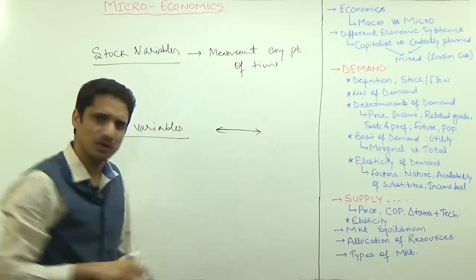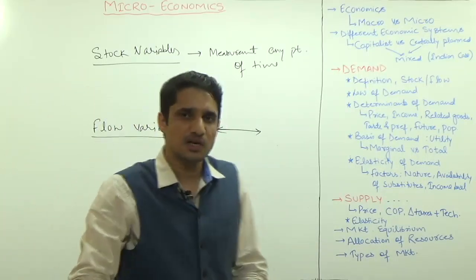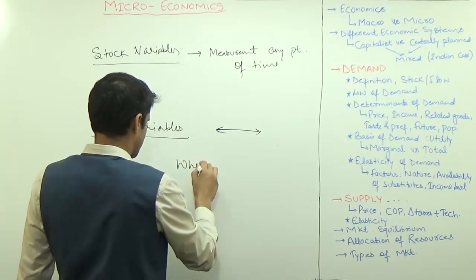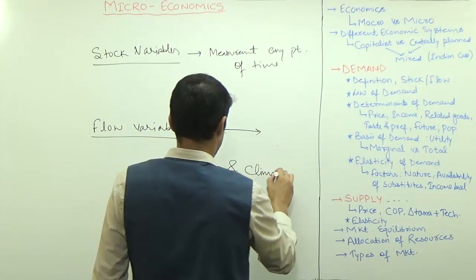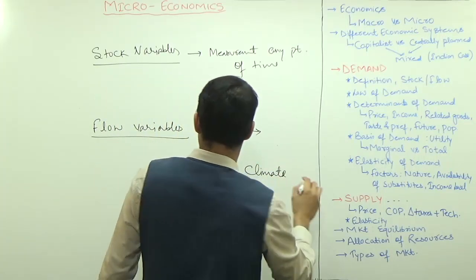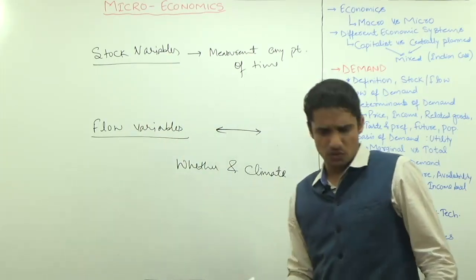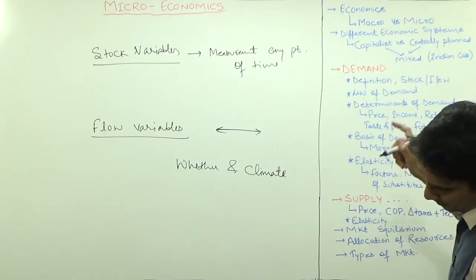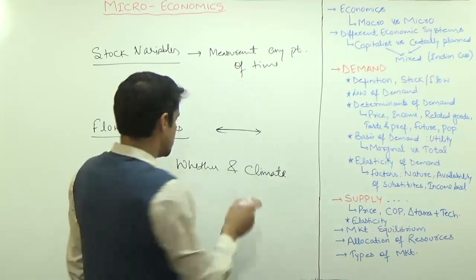For example, let's take the example of geography. Under geography, we have two concepts, weather and climate. Usually in the newspaper it comes as weather forecasting and not climate forecasting. So why is weather forecasting there? Because what is the definition of weather?